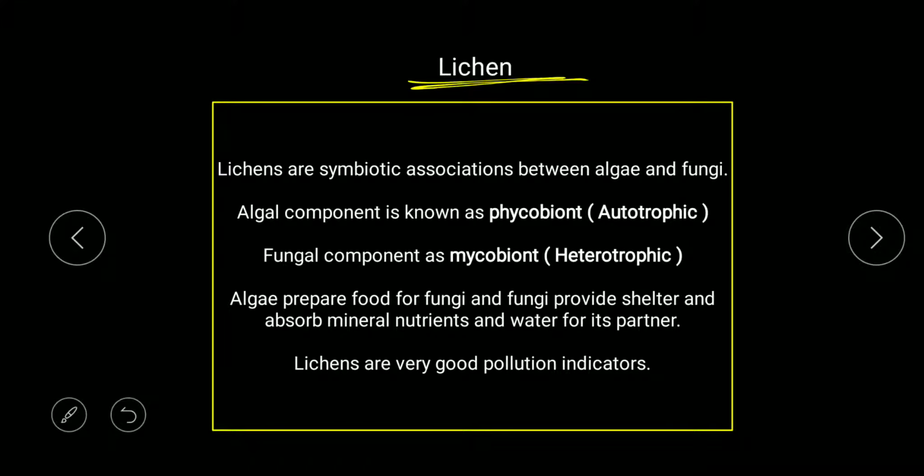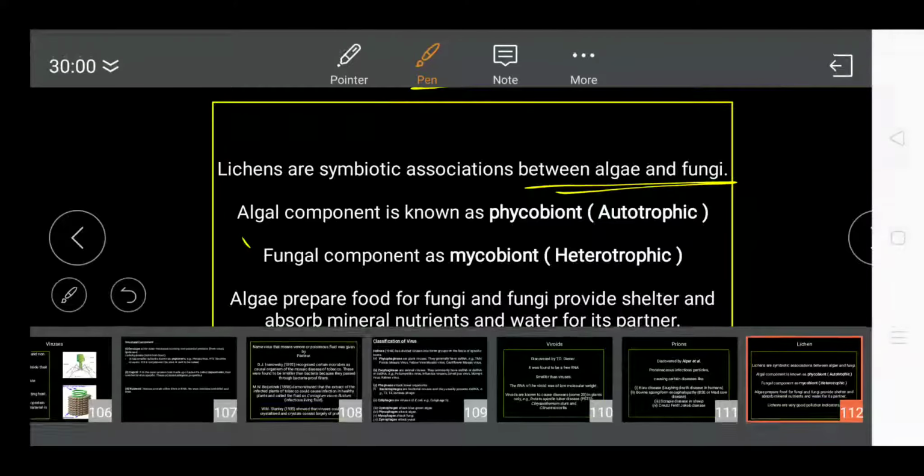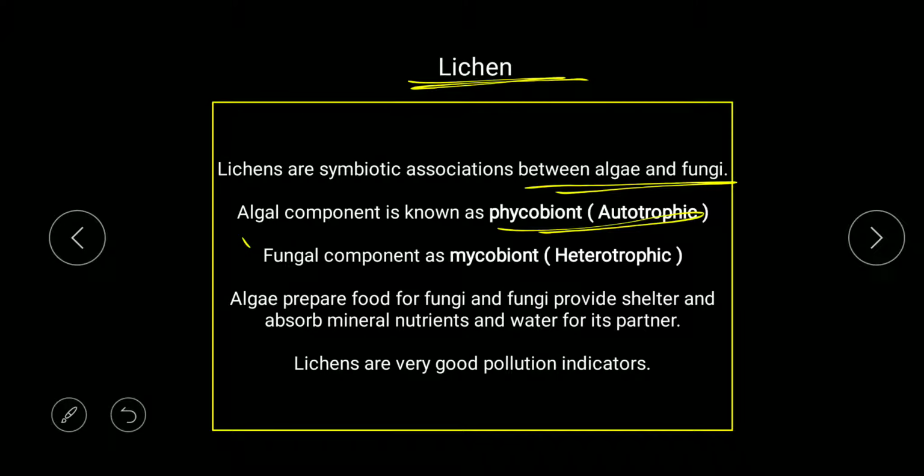Lichen is a symbiotic association. But symbiotic association between what? Between algae and fungi. When algae and fungi are in symbiotic association, they benefit each other, but the algal component is known as phycobiont, and phycobionts are autotrophic. Yes, they can synthesize their food. But the fungal component, mycobiont, is heterotrophic. They are dependent on others.